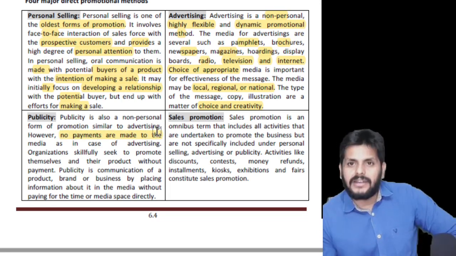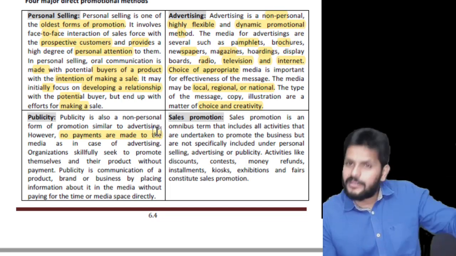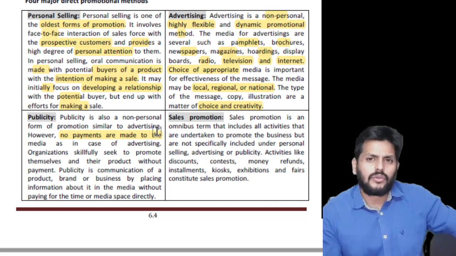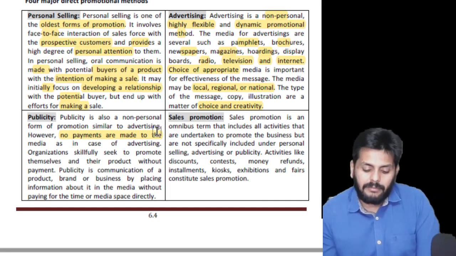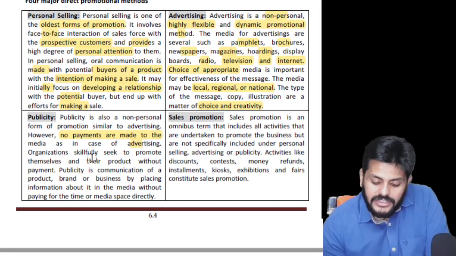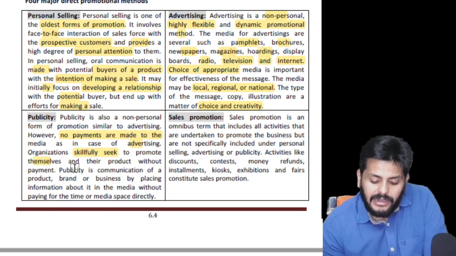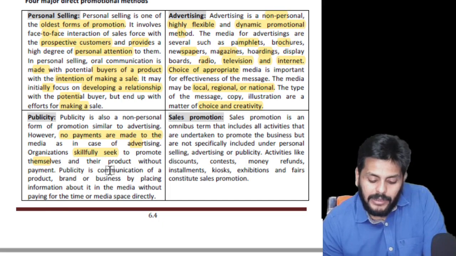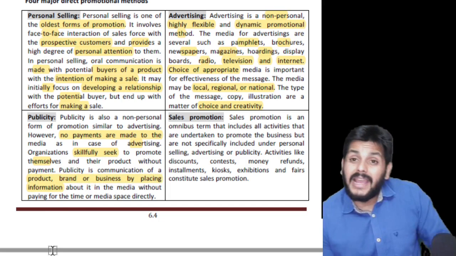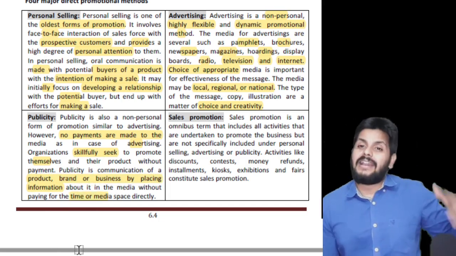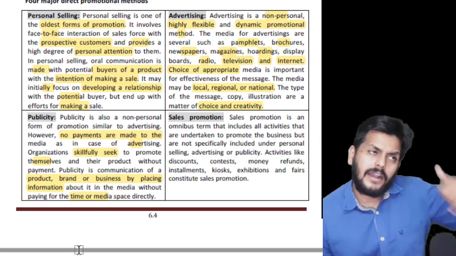For advertising, we definitely have to make payments, because you want to print pamphlets, brochures, advertise on TV, buy airtime on the radio, everything will cost you. In publicity, no payments are made to the media, as in the case of advertising. Organizations skillfully seek to promote themselves and their products without any payment. Publicity is communication of a product, brand, or business by placing information about it without paying for time and media space directly. I didn't pay for it. I did a good service.